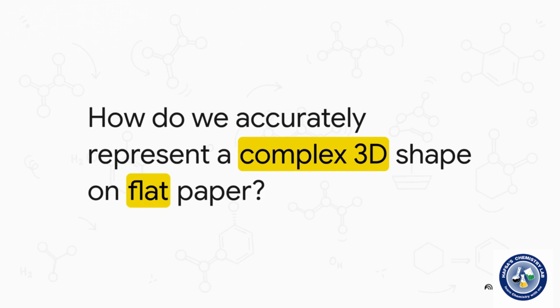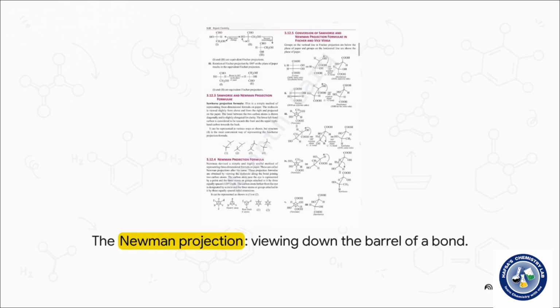You can't just draw flat lines anymore. We needed to invent some highly specialized toolkits. Our first major tool is the Newman projection. Just imagine picking up a molecule and looking straight down the barrel of a carbon-carbon bond, almost like you're looking through a telescope. The intersection point right in the center, that's your front carbon. The large circle right behind it represents the back carbon.